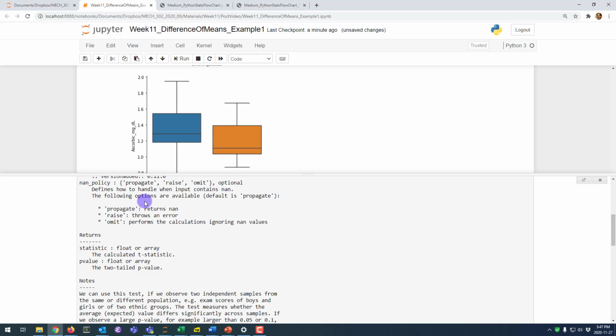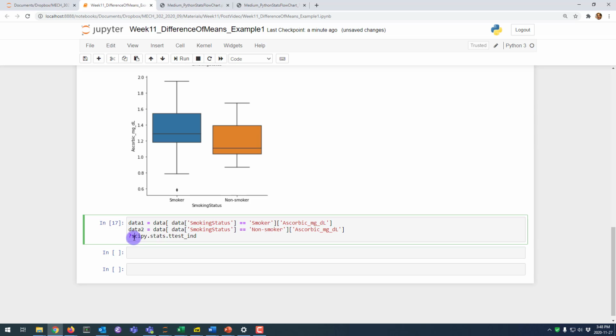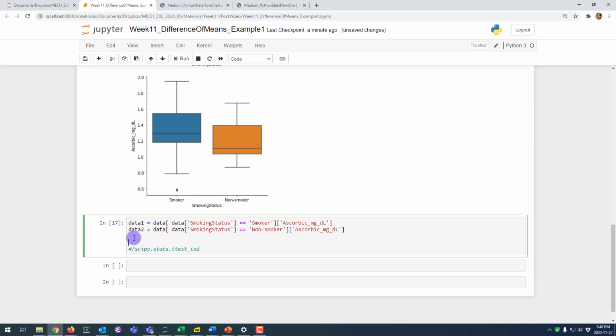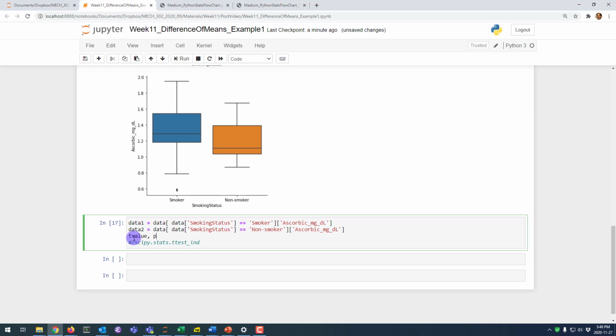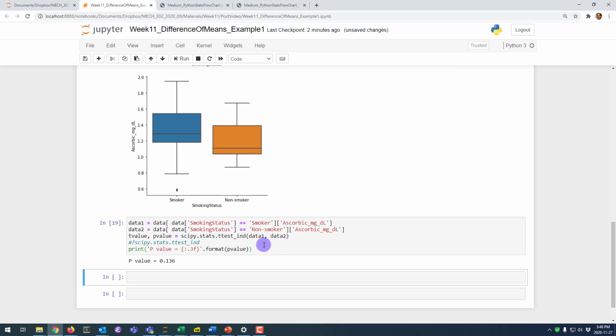And what does it return to us? It returns the statistic and the p-value. So we're just going to run this, comment that out, but we're going to have the t-value and the p-value equals this with the data 1 and data 2. And of course we want to print something there, so we're going to print the p-value, percent point 3f, and we're going to format the p-value. Bracket. That looks good. Perfect.